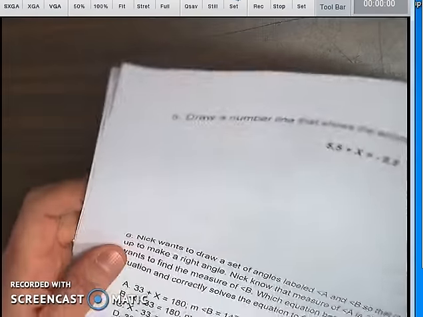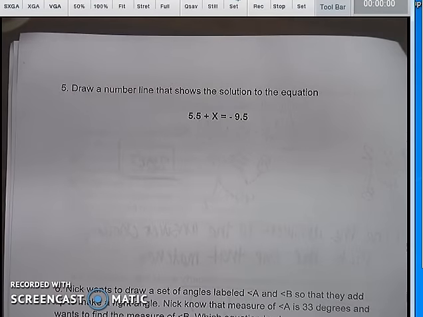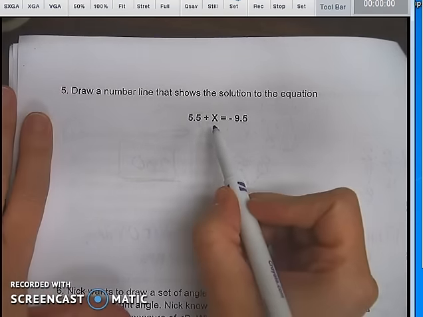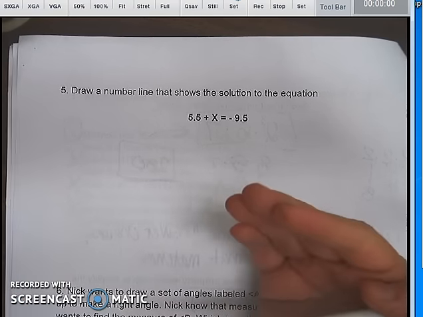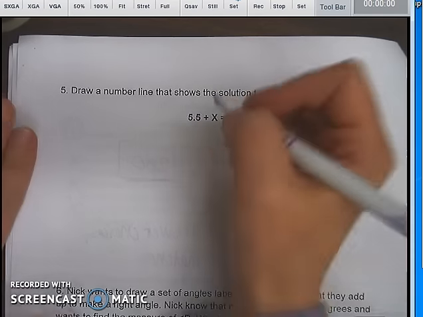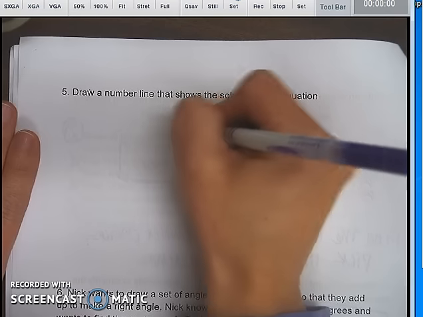All right, number 5, draw a number line that shows the solution to this equation. So what is happening when you have an equation? You have a variable and you need to solve for it. So what is happening to my x right now? It's being added to by 5.5. What is the opposite of adding? Subtracting. So remember, you can draw your fence here. Subtract 5.5 from both sides.